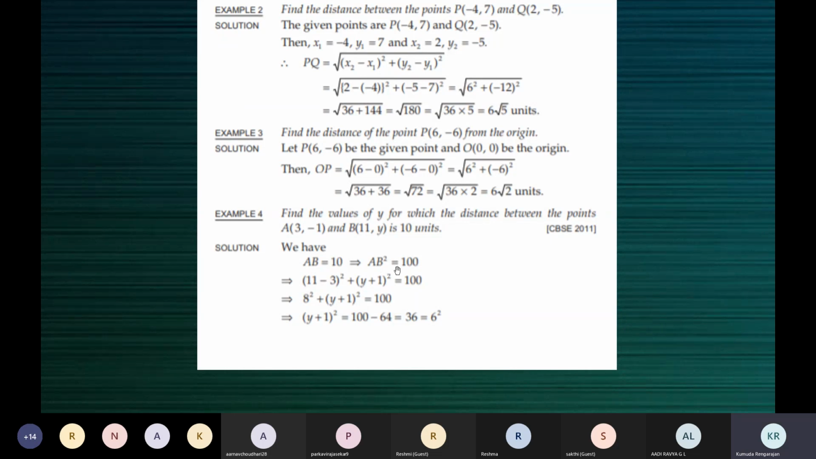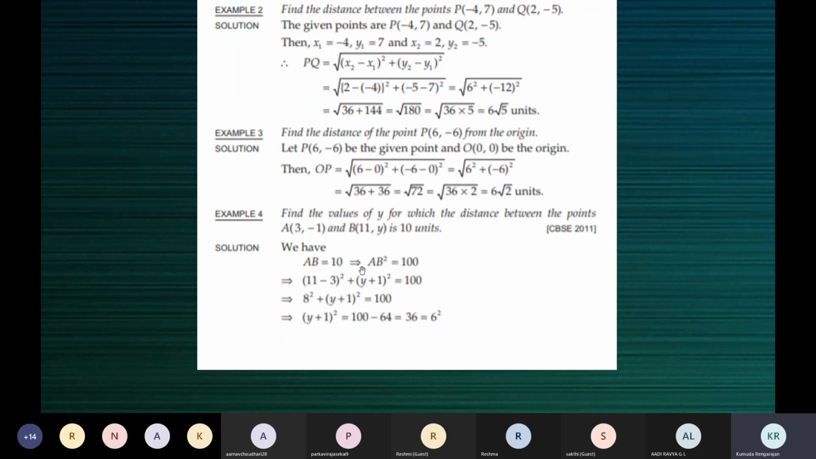The square root is not shown because we are writing AB square and not AB. We're just working with this condition: AB square is equal to 100. We know that. Now, what is AB square? This one is equal to 100.